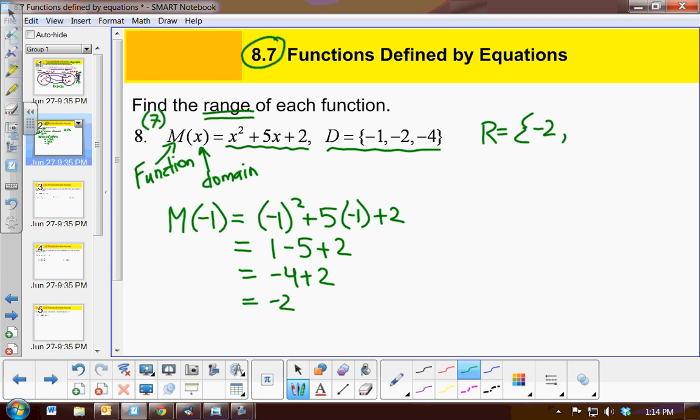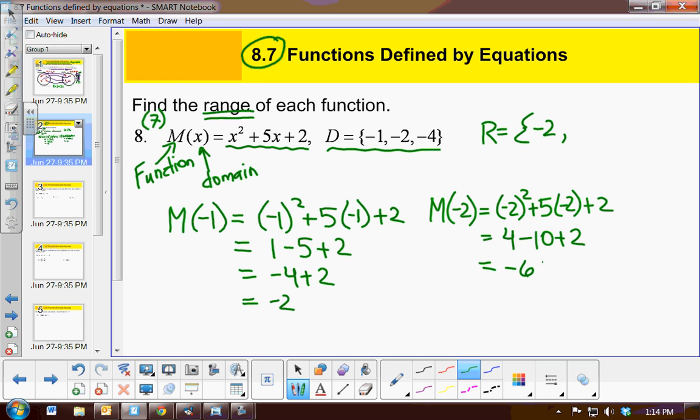Now let's find the second value of the range. I'm still using the m function, m of negative 2. So I have negative 2 squared plus 5 times negative 2 plus 2. So I'm going to have 4 minus 10 plus 2. Left to right, I have negative 6 plus 2. So the result is negative 4.